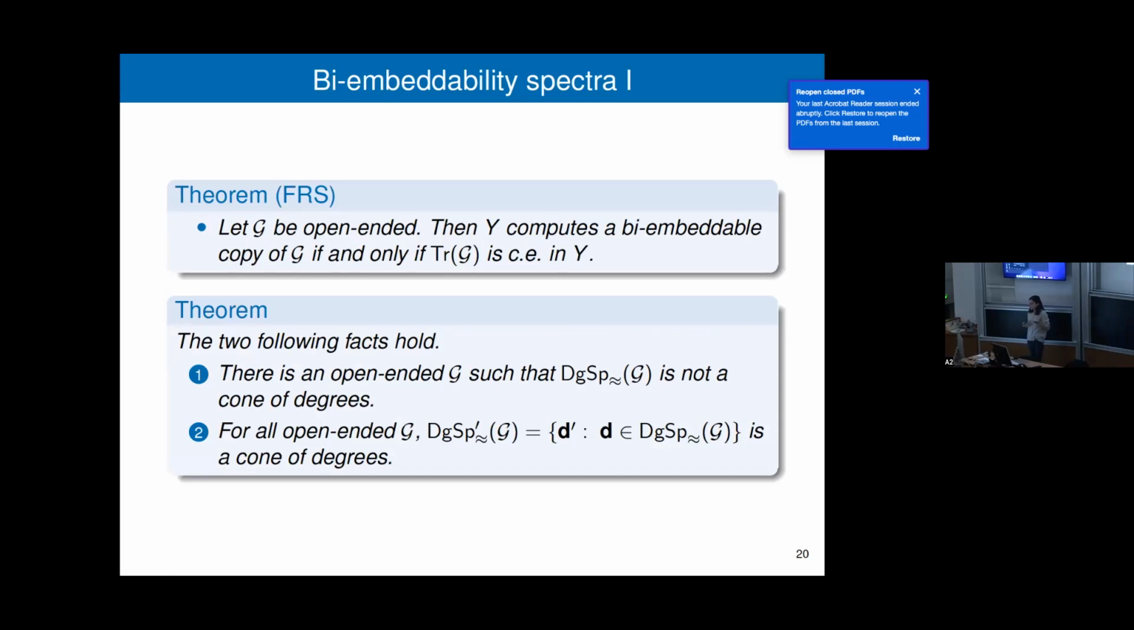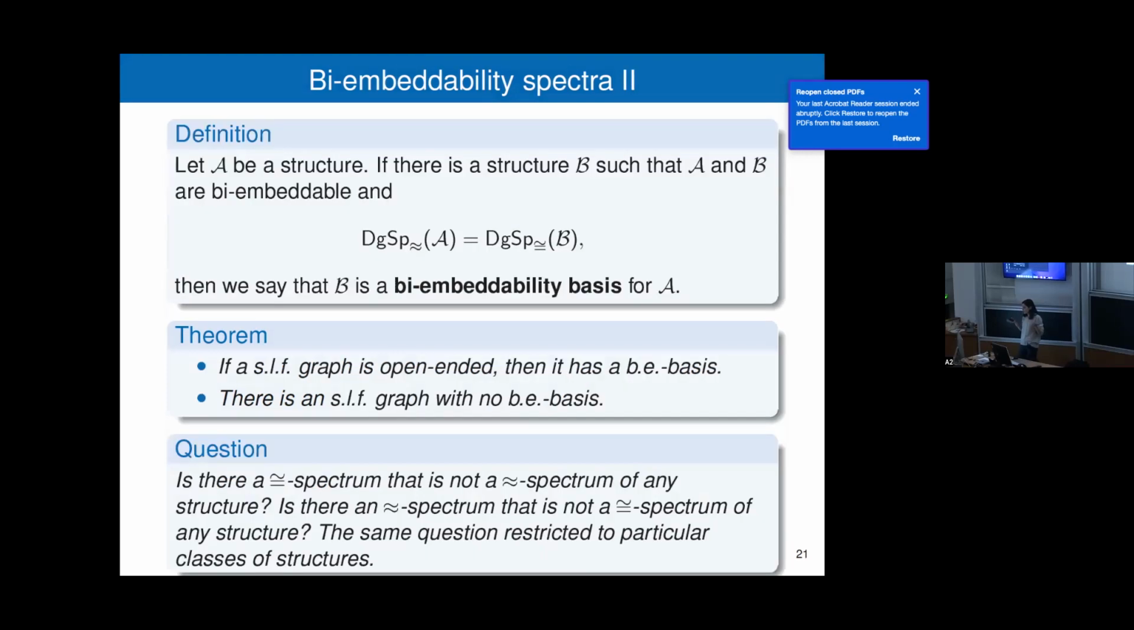Okay, and then for open-ended graphs, we at least have some non-trivial example of degree spectra, so something that is not a cone of the degrees. But on the other hand, we know that those open-ended graphs are really not good enough to get some rich variety of examples, because we know that the jumps of the degrees that are in this bi-embeddability degree spectrum will always be a cone for such open-ended strongly locally finite graphs.